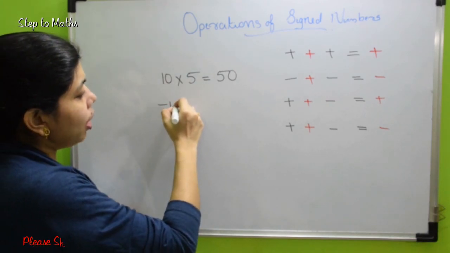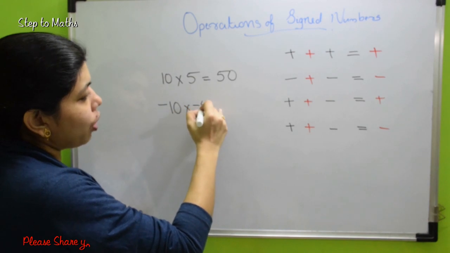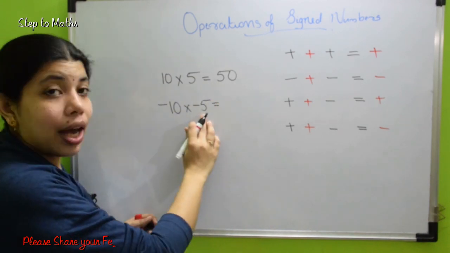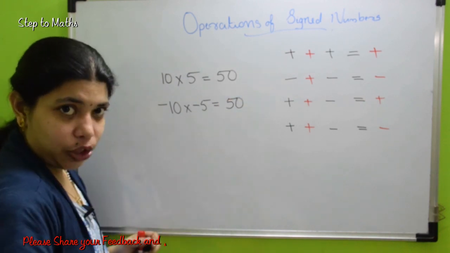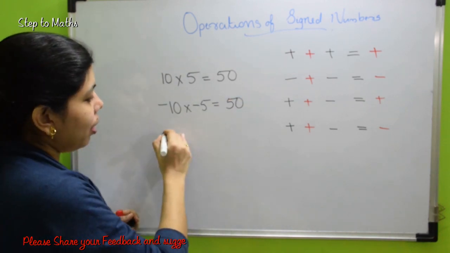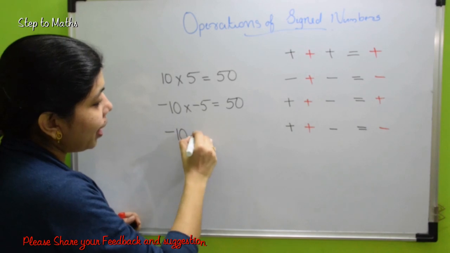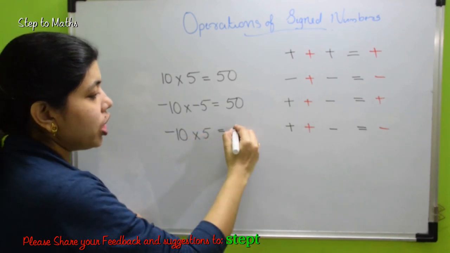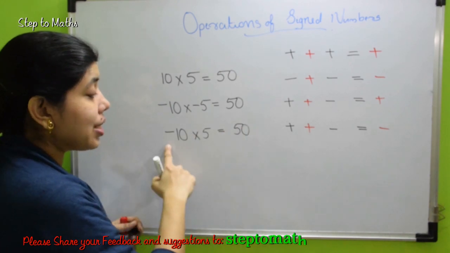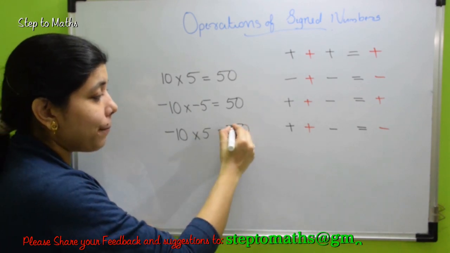Now we consider minus 10 into minus 5. Two numbers are negative. The product is also positive. Now we consider minus 10 into 5. 10 into 5 is 50 and the sign is minus.